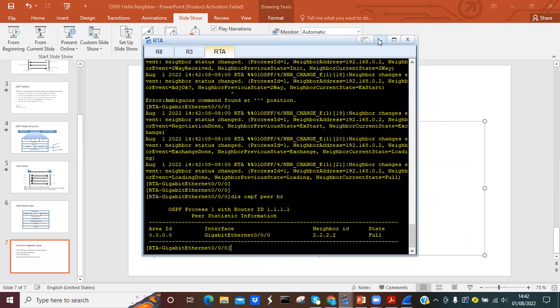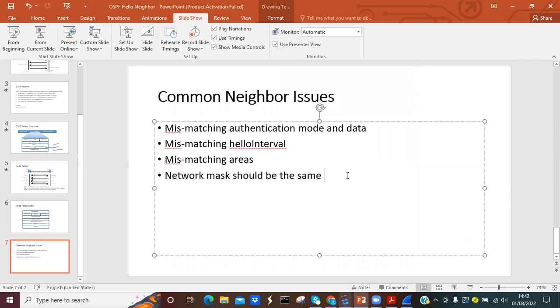So those are the common errors, the common mistakes that you're most likely to make: maybe the sending interface is in one area, but the receiving interface is in another area. Mismatch of hello data, maybe here you used Huawei, but on the other side you use Cisco. The authentication mode and data must match. And the network mask on both sides must match. So that marks the end of our OSPF neighbor lesson.